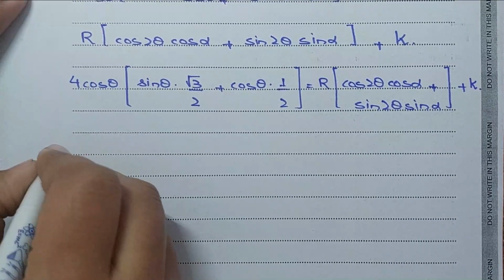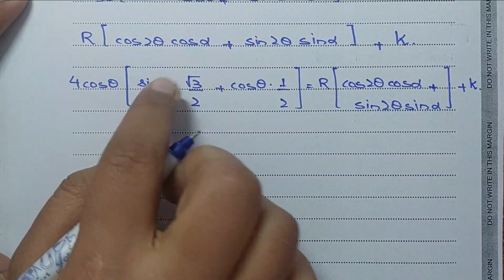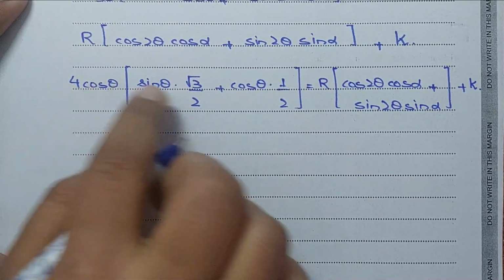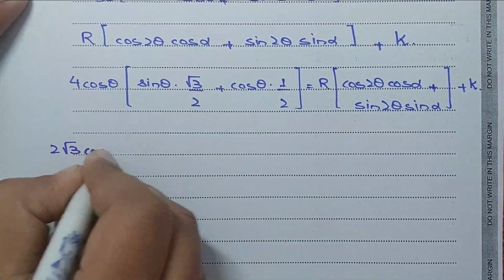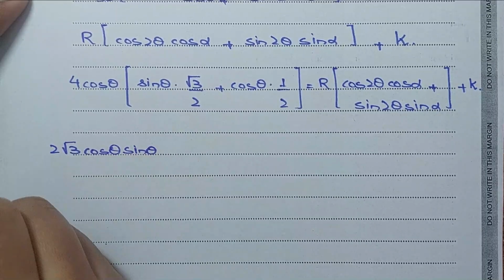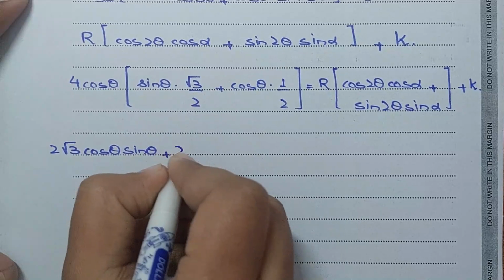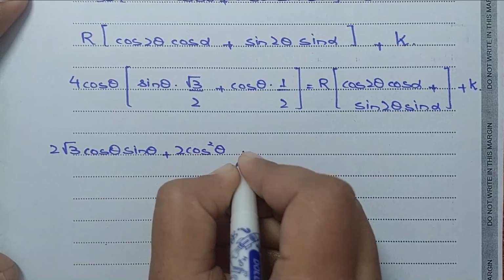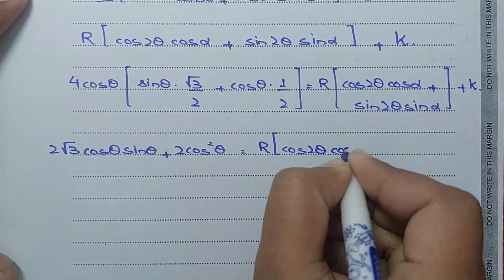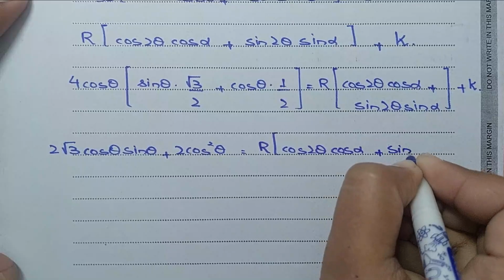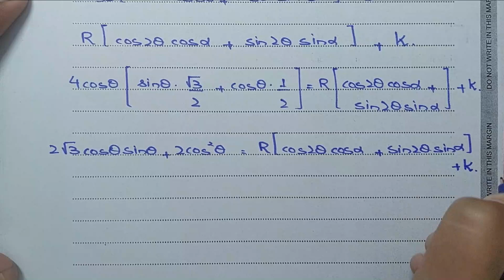Further simplification we can say product, right? Cos theta sine theta root 3 by 2 multiplied by 4. 2 times 1 is 2, 2 times 2 is 4. So 2 square root of 3 cos theta sine theta. Okay, and this should be in cos square. 2 times 2 is 4, plus 2 cos square theta. This is r, cos 2 theta cos alpha plus sine 2 theta sine alpha, plus some k, the constant.